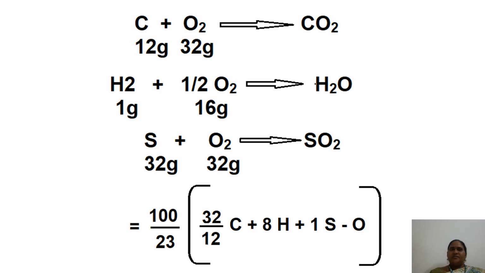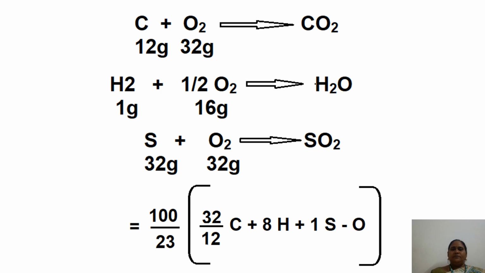We'll write down the combustion reaction. Carbon with oxygen forms carbon dioxide. The weight of carbon is 12 grams. The weight of oxygen is 32 grams, which means 12 grams of carbon require 32 grams of oxygen by weight. You can calculate the same for the percentage given in the problem. Just cross multiply. So similarly, we can substitute in the formula as 32 by 12 into carbon, as we have done for the gaseous fuel.